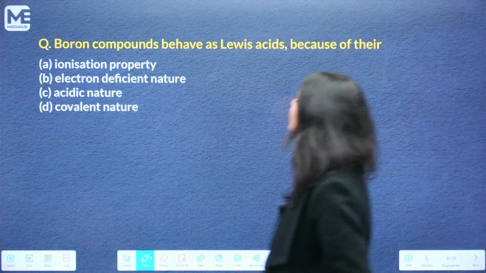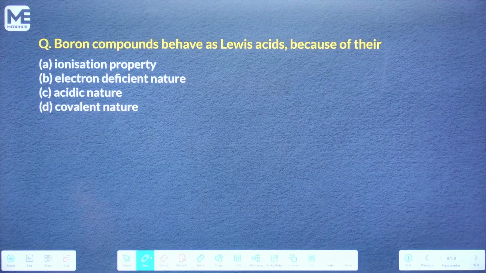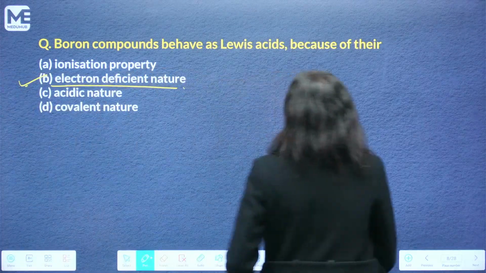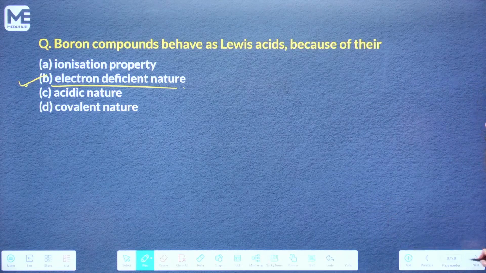Next, boron compounds behave as Lewis acids. This is a very simple question. Please read the question and give me the answer. Boron compounds behave as Lewis acids because of their ionization property, electron deficient nature, acidic nature or covalent nature. What is the answer? Yes, B, electron deficient nature. We've just discussed they behave as Lewis acids because of electron deficient nature.